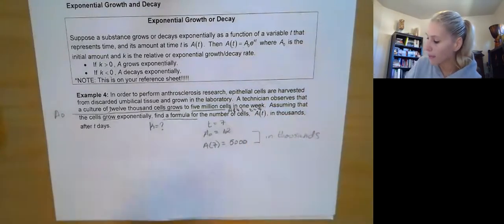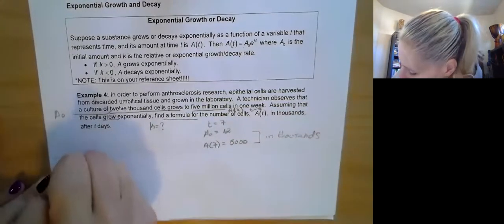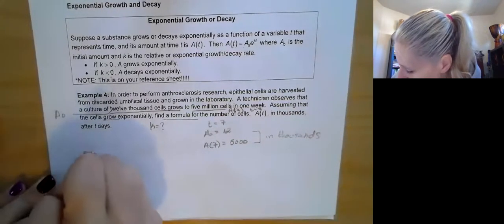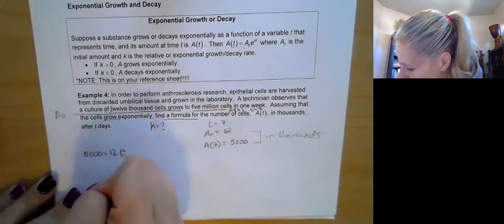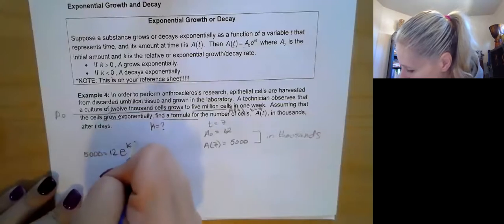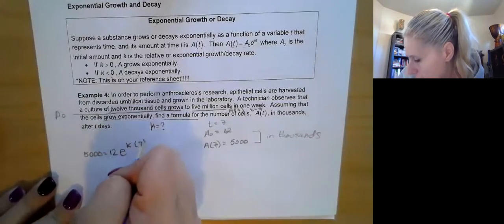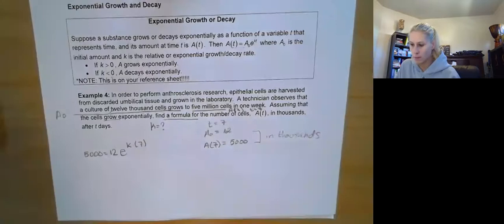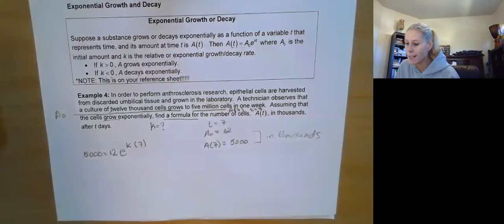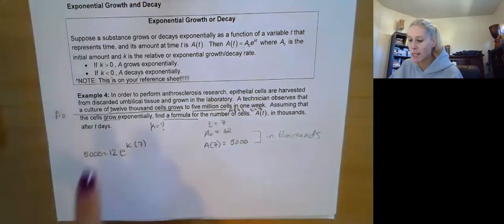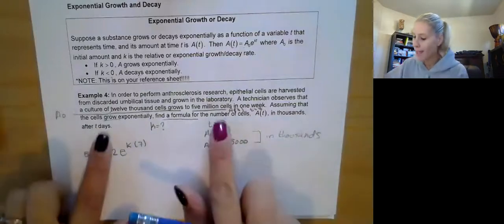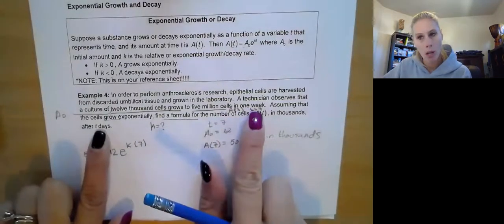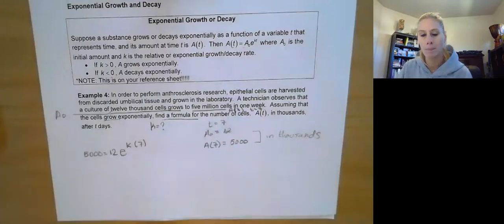Okay, now let's set this up. We have 5,000 equals 12e to the 7K. K is what we're looking for in 7 days. Now why is it that I didn't use 1 for T? Because it says here that T is days. So let's keep that in mind. That is why I'm using 7, not 1, because it says days.